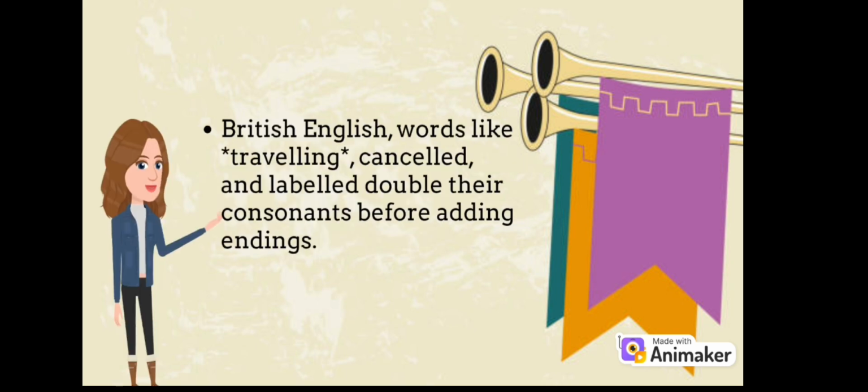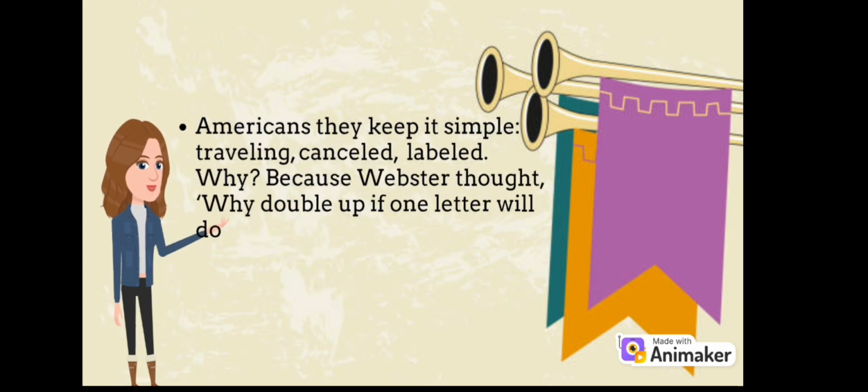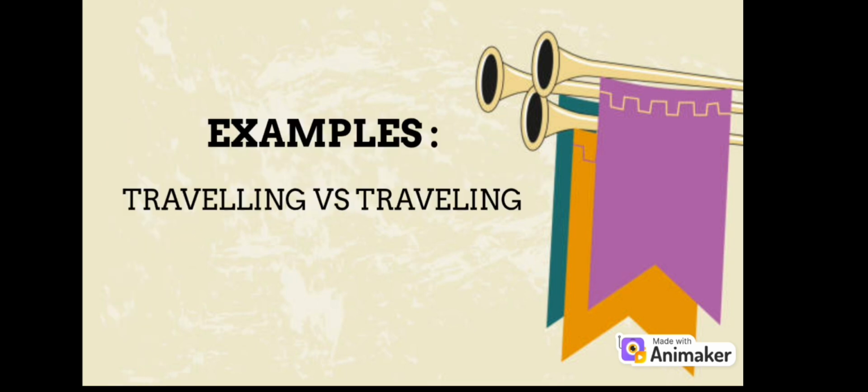Here's a trick: doubling consonants. In British English, words like travelling, cancelled, and label double their consonants before adding endings. Americans? They keep it simple: traveling, canceled, labeled. Why? Because Webster thought, why double up if one letter will do? But be careful, this rule only applies when the stress is on the first syllable.